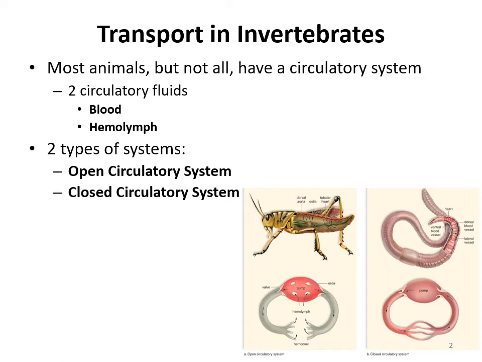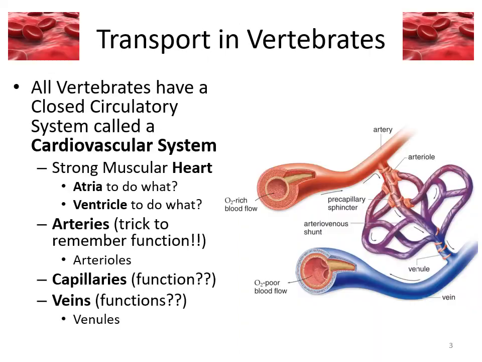Now, these two systems are very different from each other. And the point I want to make is that even though we like our nice closed circulatory system, the little guys that do have the open system have the advantage that open circulatory systems use up less energy. Now, if we focus on transport in vertebrates, in vertebrates you're always going to find a closed circulatory system. And that's what we call our cardiovascular system.